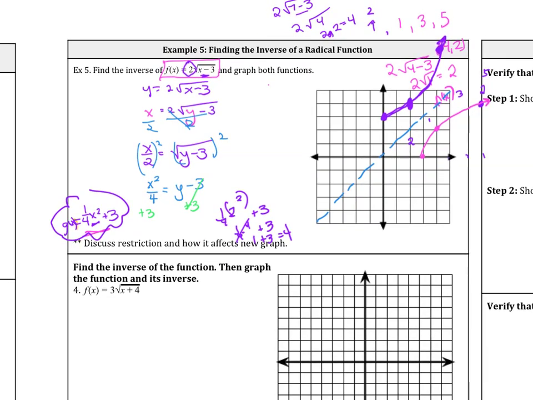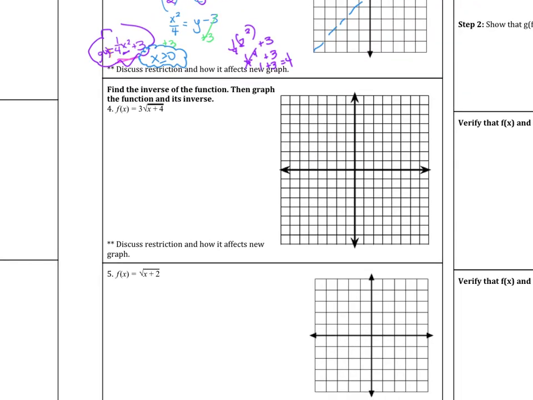So what we're going to say, and this is just a little bit more higher level, is that we only want the positive side of this graph. Okay. So I'm not going to ask you for this on a test, but this is technically what you have to include, is that we only want the positive side of the graph since we're only looking at a positive square root.